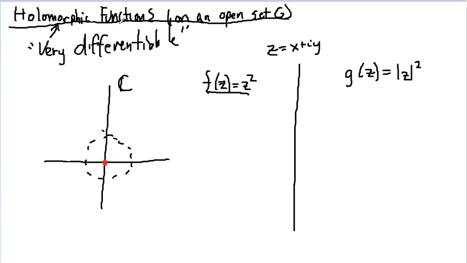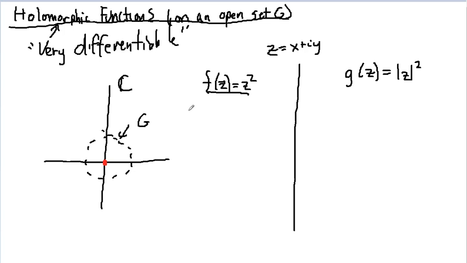That's what holomorphic means. If you look at an open set, let's call this the open set G, and you have a function that's differentiable at every single point in here, that's what we mean by holomorphic. So this function will be holomorphic on this open set, but this function will not be holomorphic on this open set because it will actually only be differentiable at this one point.